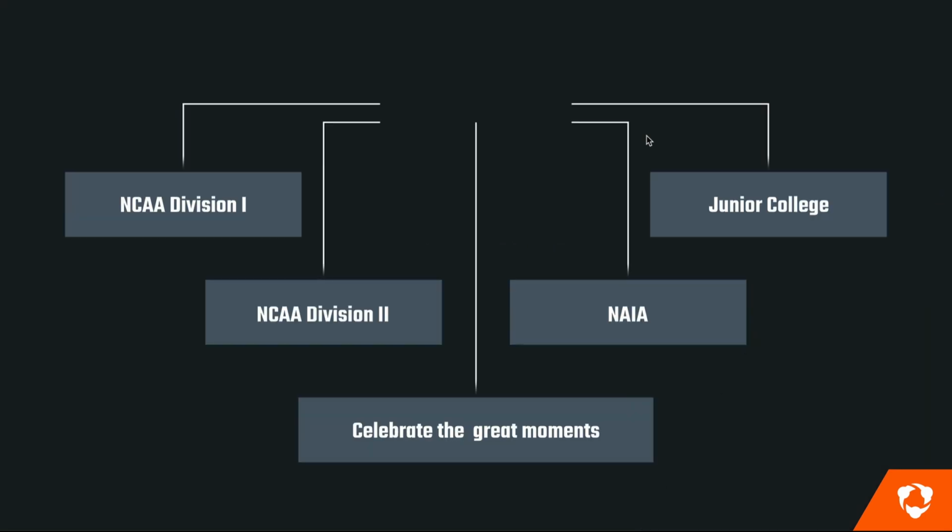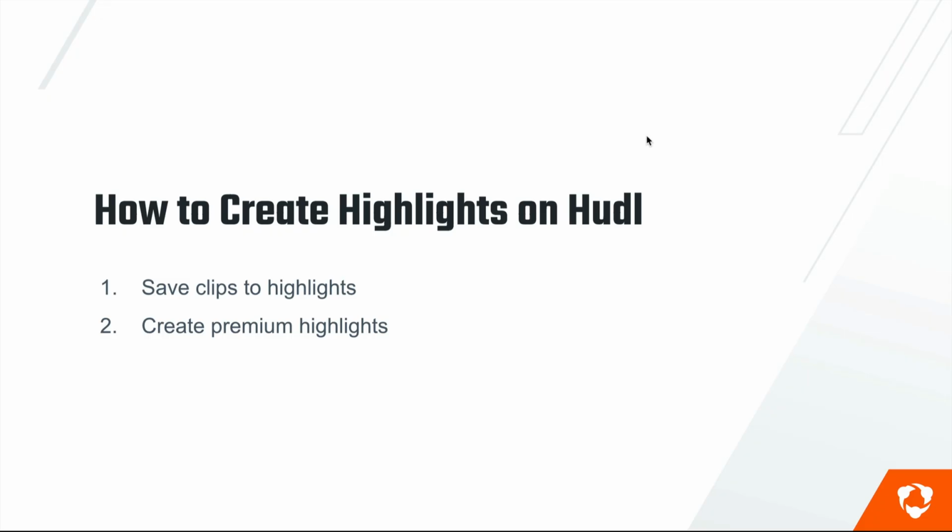There are all kinds of next levels an athlete could be aiming for: NCAA Division I, II, or III, NAIA, or junior college. Maybe your athletes don't want to play in college, that's totally fine too. As a coach, you can use highlights on Hudl to celebrate the great moments of your athletes. Whatever the next level is, it all starts with highlights.